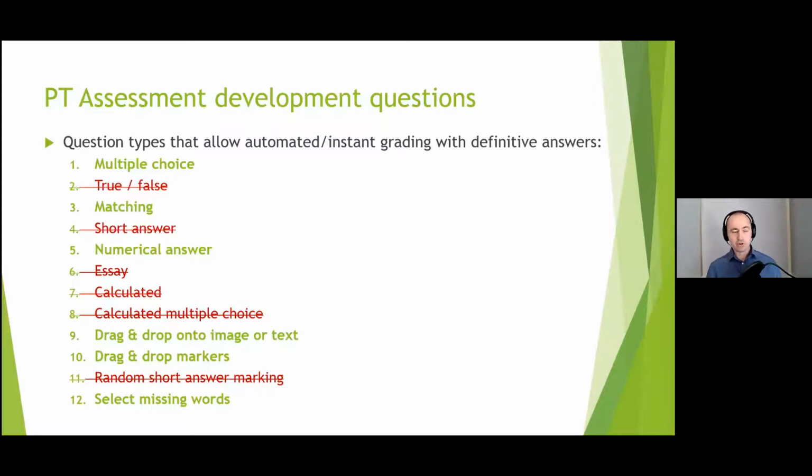So there's multiple choice options, there's matching options, there are some numerical answers, although not a huge amount. There are drag and drop onto image or text where the individual has to select an answer item and pull it into the right place on a particular diagram or into a text box. There's also drag and drop markers, and I'll show you examples of those.